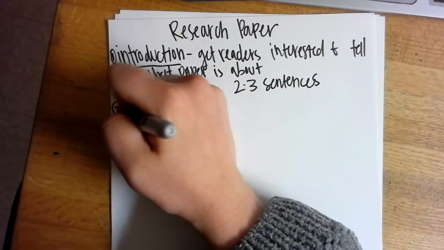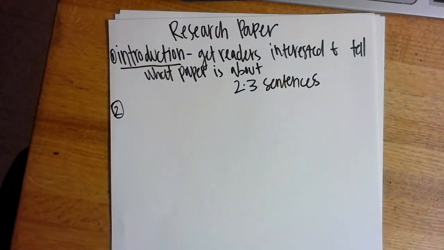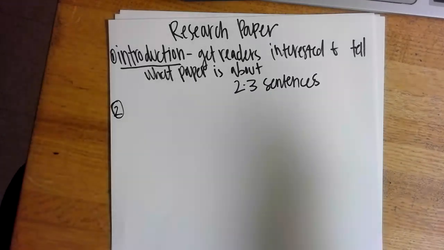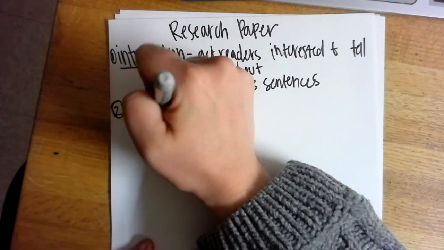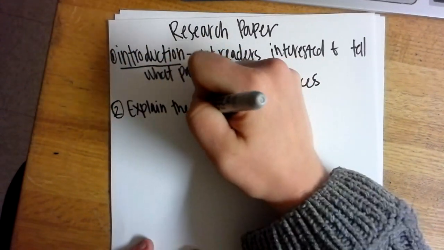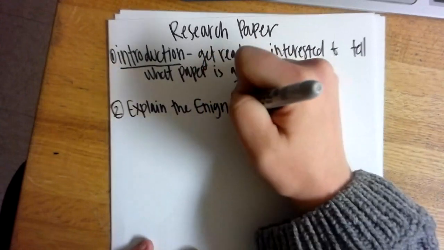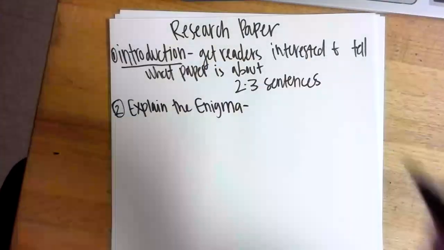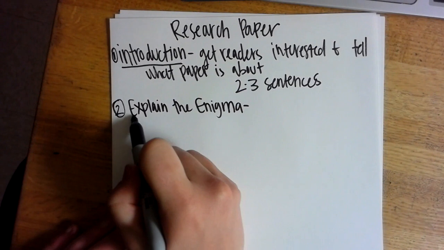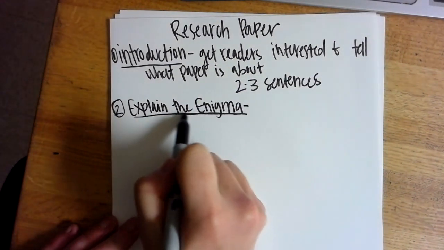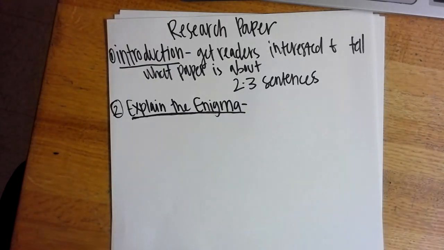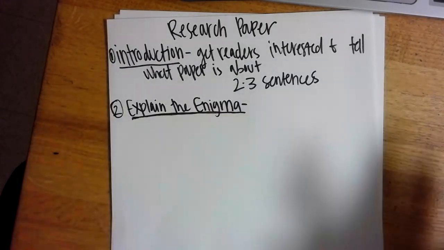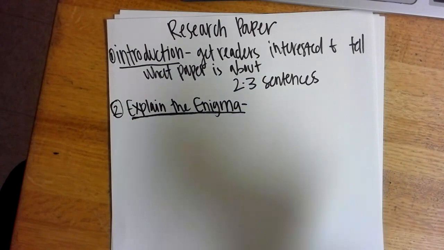Your next paragraph, I would like for you to talk about what the enigma is. You're going to explain the enigma. You're going to tell me all of the facts here. You are going to tell me where it originated, what's going on, how long it's been happening, when it started, where it started, has it moved. You're going to give me a layout of the enigma.